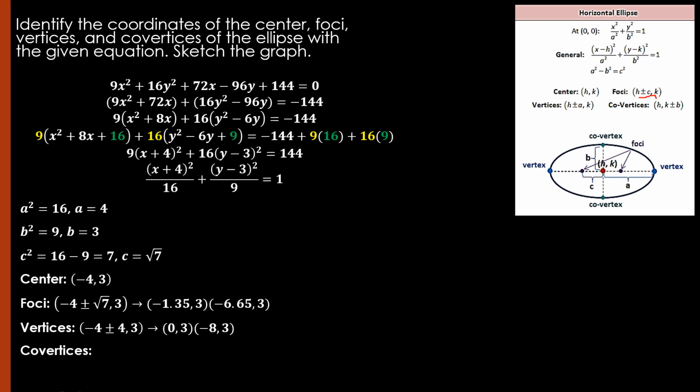Negative 4 plus 4, we have 0. Then just copy the k, which is 3. So we have 0, 3. And negative 4 minus 4, we have negative 8. So negative 8 and 3.